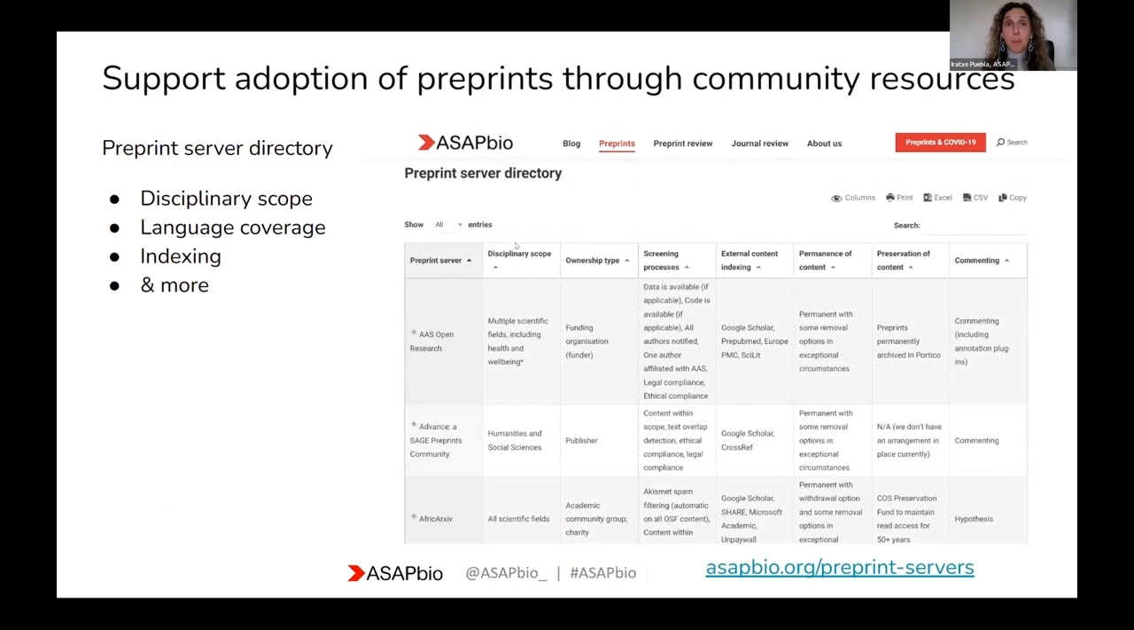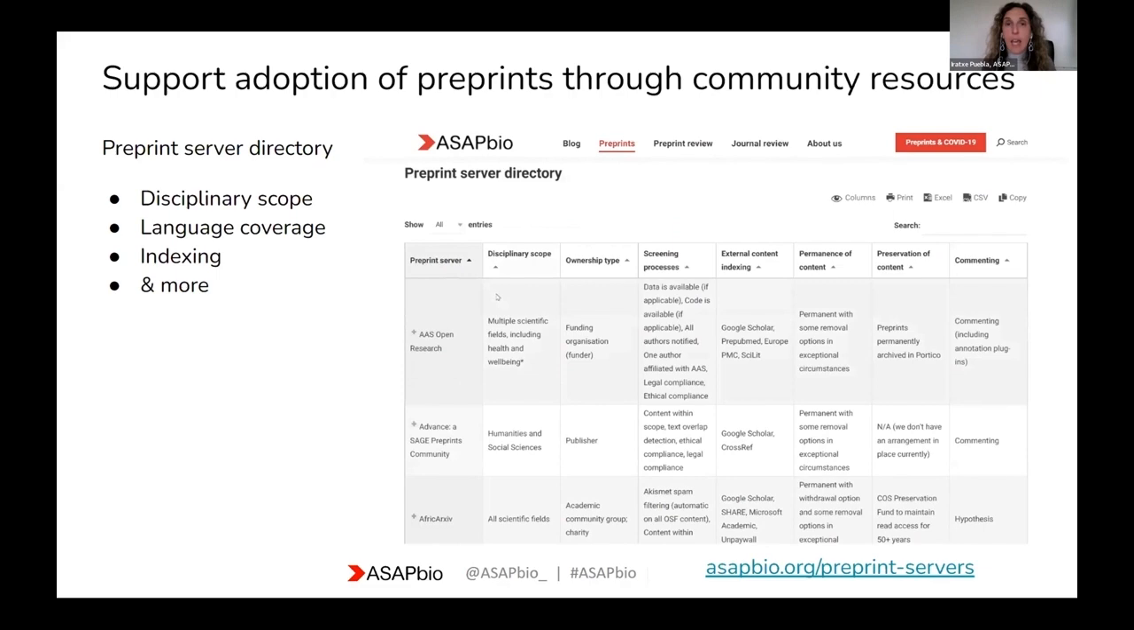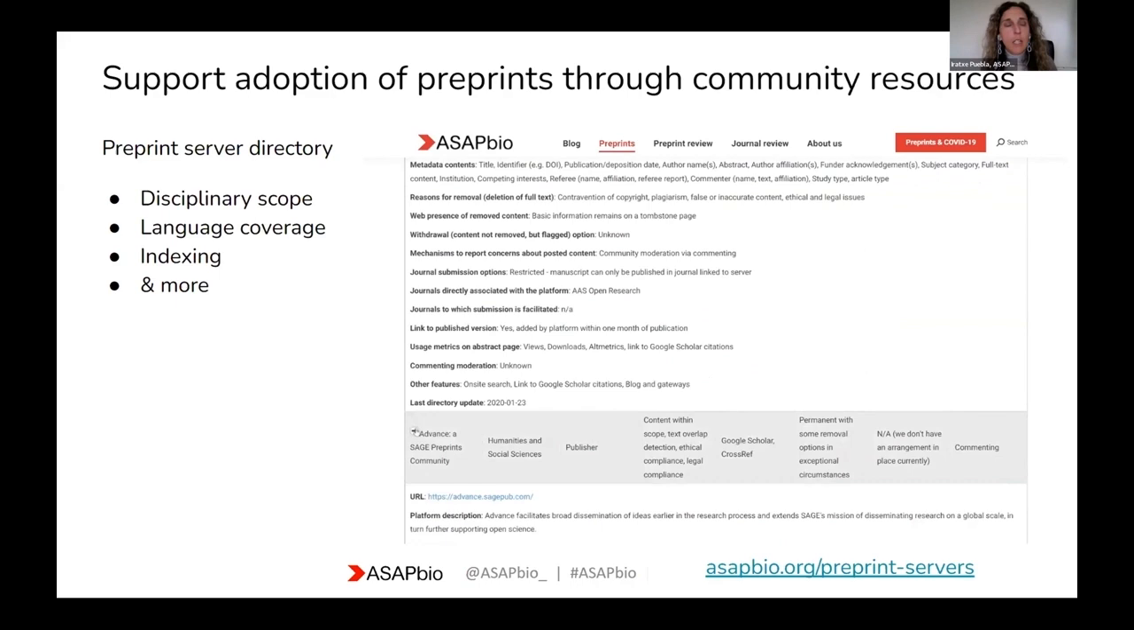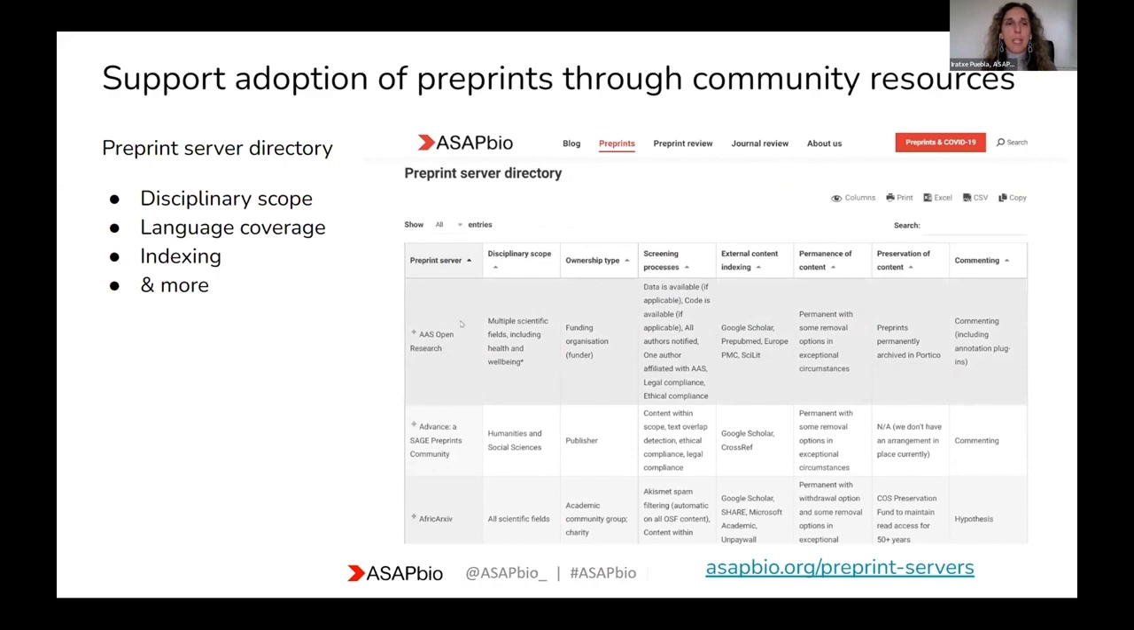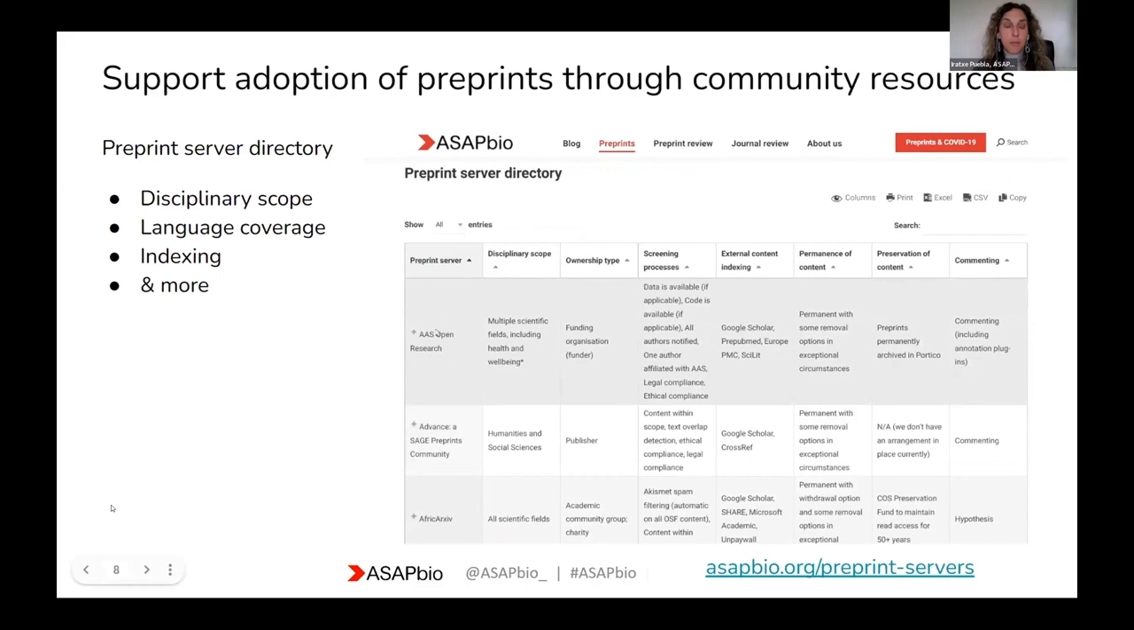So for example, what disciplines they cover, what the language coverage is, where they are indexed, aspects of policies regarding screening, so how they decide whether they want to do some gatekeeping for some potentially problematic papers, etc. There is plenty of information there. So again, I would encourage you to have a look if you're thinking about preprinting your next paper, so that you choose the platform that best fits your needs and that of your collaborators.